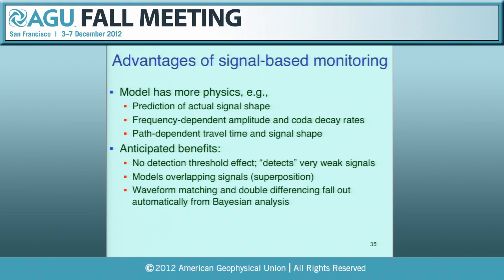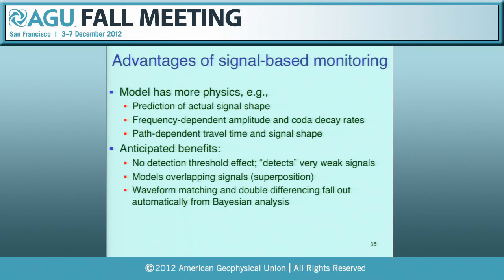We have frequency-dependent amplitude and coda decay rates. We're looking at having path-dependent travel time and path-dependent signal shape. So we're actually looking at detailed parameters for those predictions that vary according to source location for a fixed station. The advantage of doing it without detections is that we no longer have a detection threshold effect. So in principle, we can find extremely weak signals, and we can combine the weak signals from many stations to get a fairly confident hypothesis.